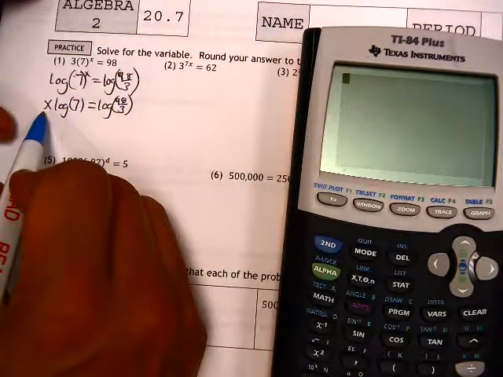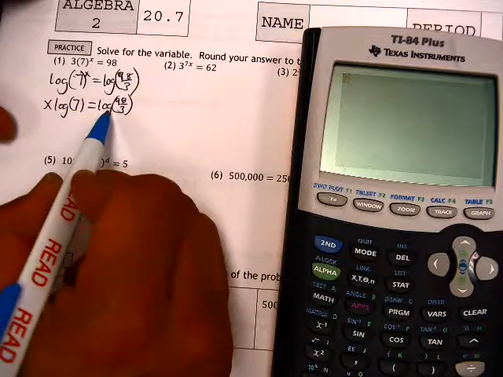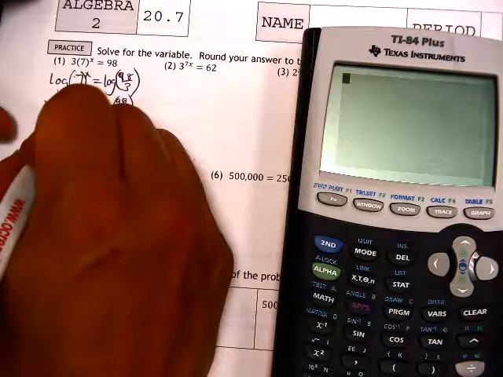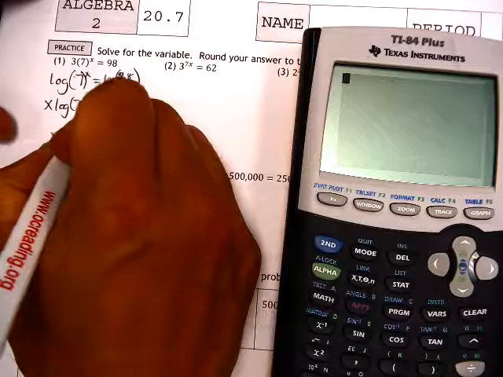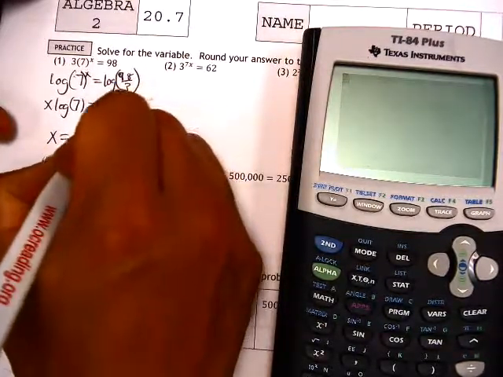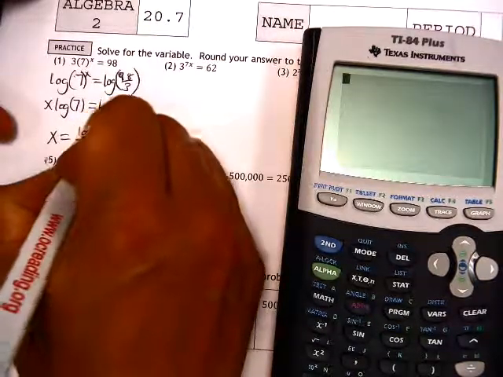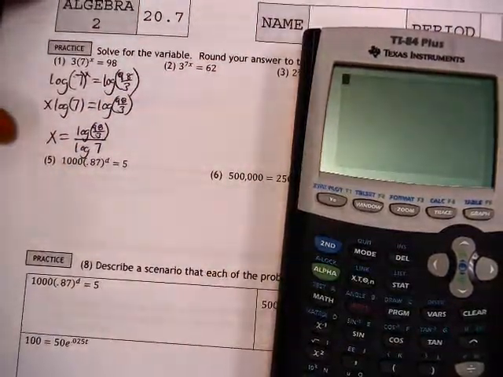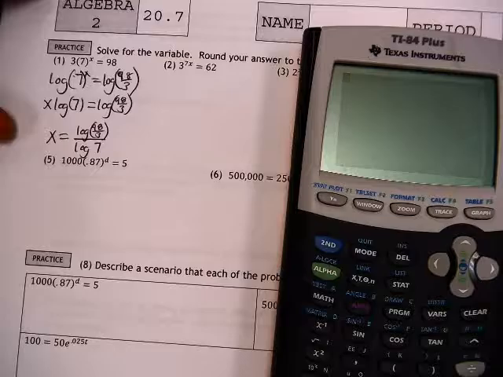In order to get x by itself, we want to divide both sides by the log of 7. So we end up with x equal to log of 98 over 3 divided by the log of 7. We're now ready to punch it into our calculator.